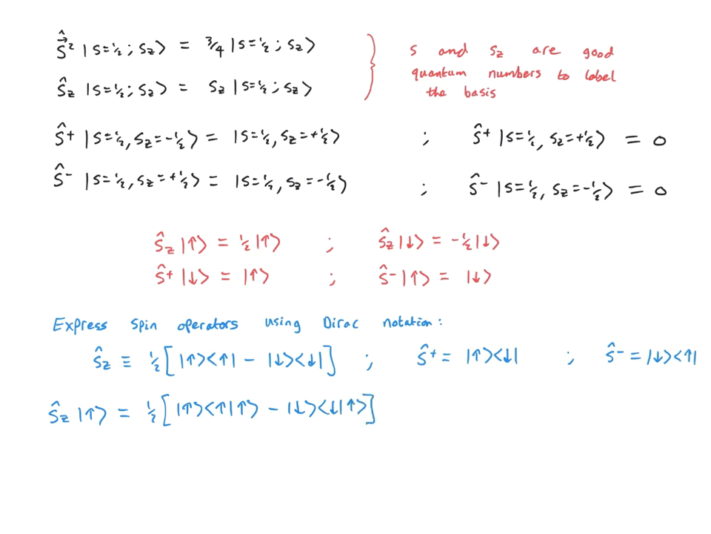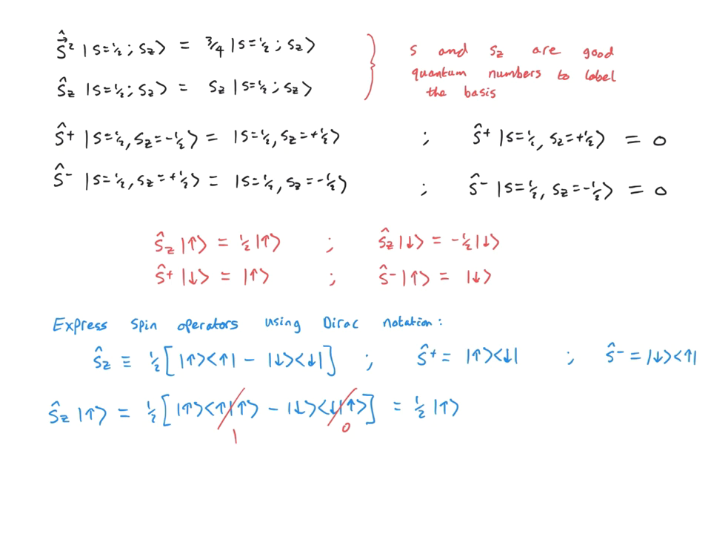But according to the orthogonality and orthonormality condition, this second term here is equal to 0, and this first term is equal to 1. And so overall, this gives us simply a half of the up ket, and that is indeed what we wanted from this first expression here. It's also easy to see that if I'd come along and applied the Sz operator to the downspin, I would have actually picked up this second term. It would have given me minus a half of the downspin, which indeed is correct from here.